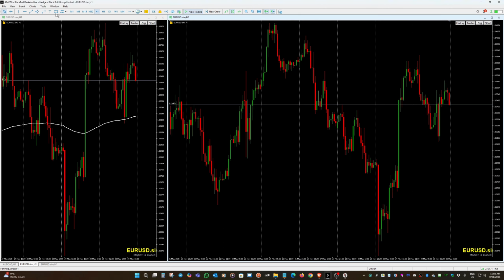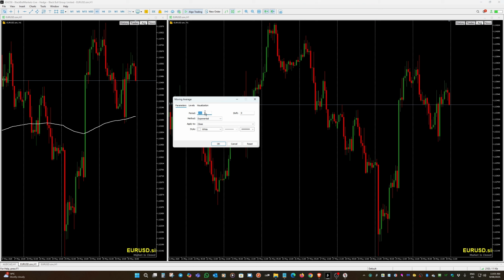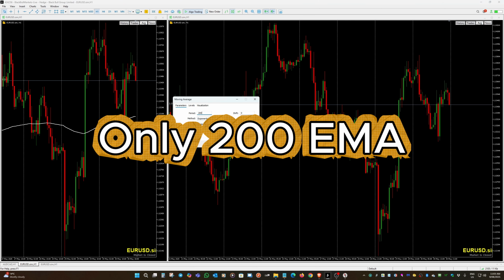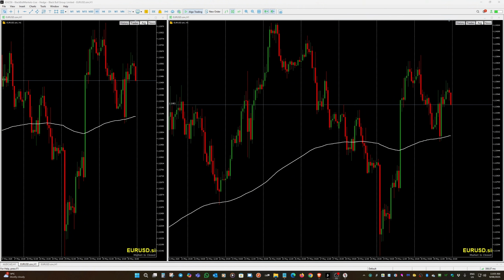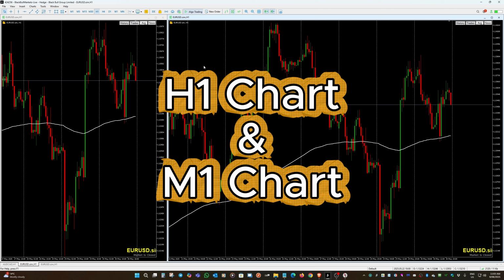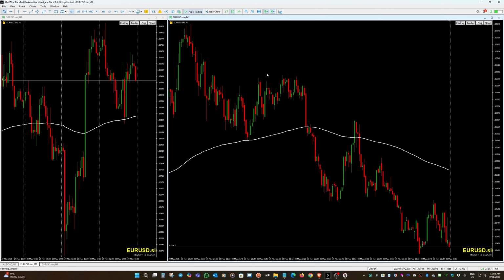We are only adding one indicator to the chart, and that is the moving average, and we're using a 200 exponential moving average for this one. I'm using two charts side by side for this trading. The first one on the left, I have the H1 chart, and on the right we have our chart for entry, which I'm using the M1 chart.